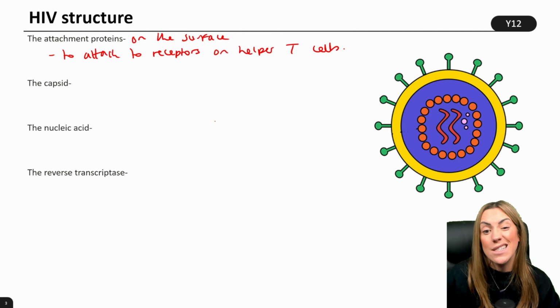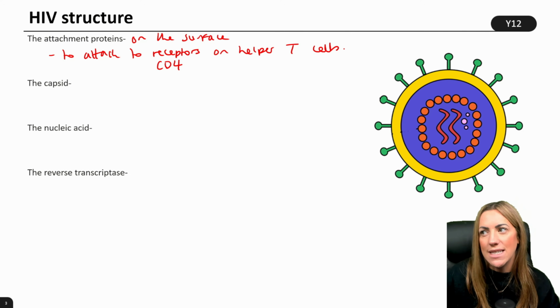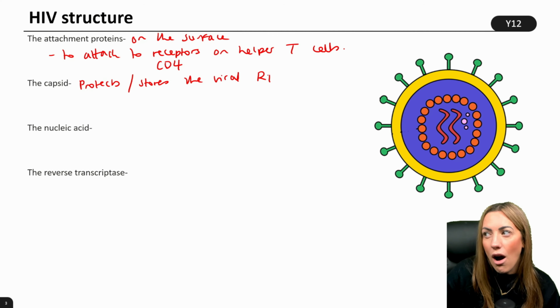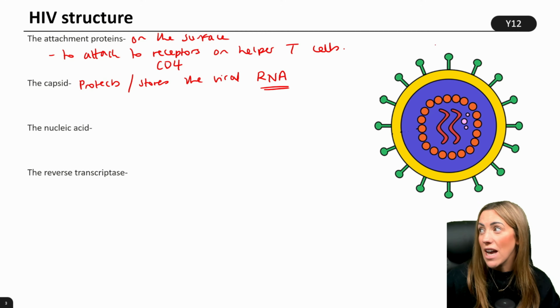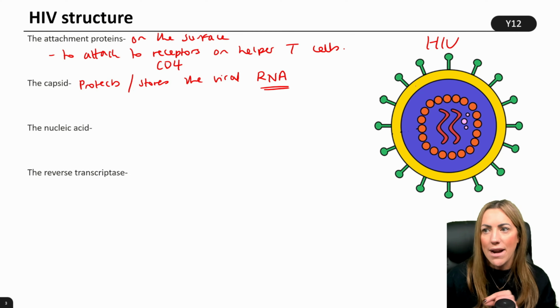Okay, they're actually called CD4 receptors. You don't have to know that, but you might do. So I'll write it in. So yeah, the attachment proteins on the surface of the HIV virus attach to CD4 receptors on helper T cells. The capsid, which is made of protein, protects or stores the viral, I'm going to put RNA because this is HIV, right? And HIV has RNA as its genetic material, not DNA. So it'll be RNA that's in the capsid if it's specifically HIV.